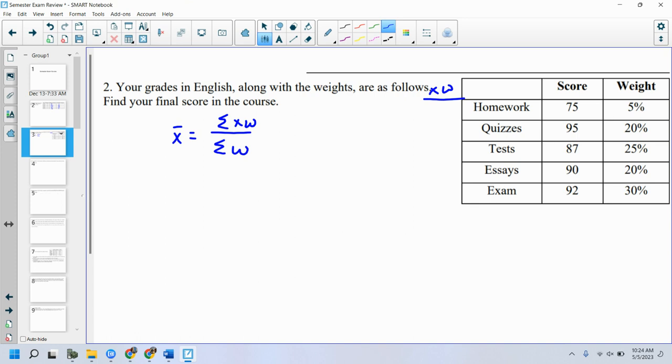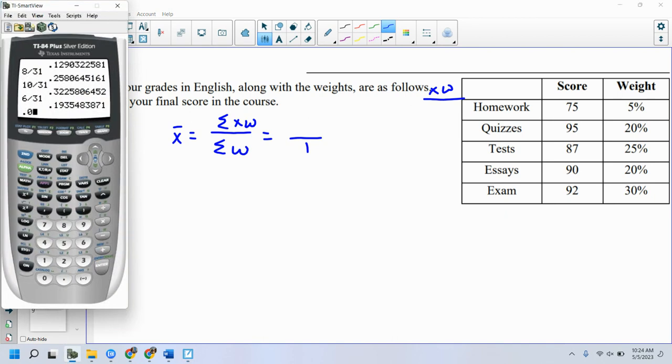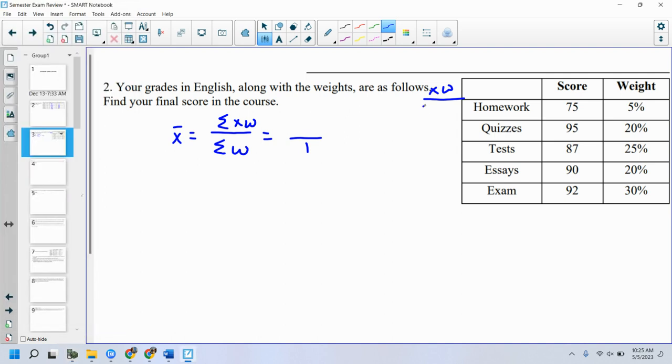Now, in this case, what is the sum of w? 100 or 1, right? It all kind of depends on what you choose your w to be. If you choose your w to be a decimal, then the sum of your w's is 1. If you choose it to be the percentage, then the sum of w's is 100. So I'll just use the sum of w as 1, so I don't have to divide by anything. So I'm going to take that weight as 0.05. So 0.05 times 75 is 3.75.